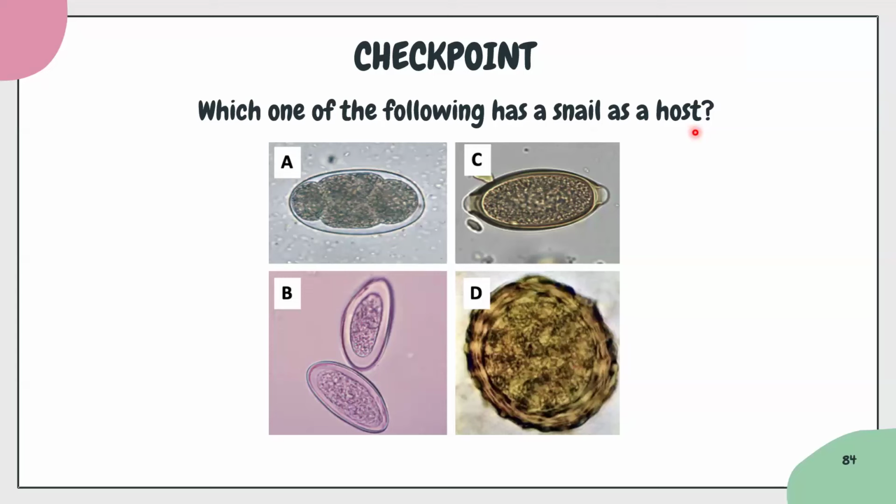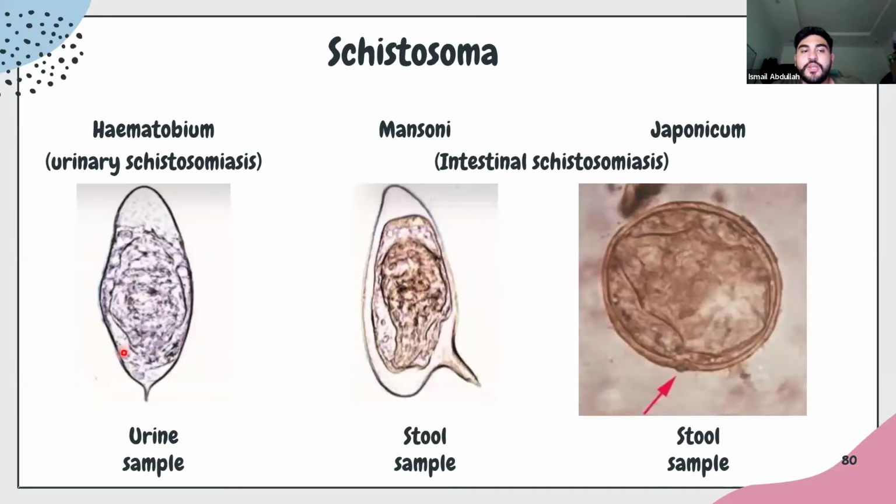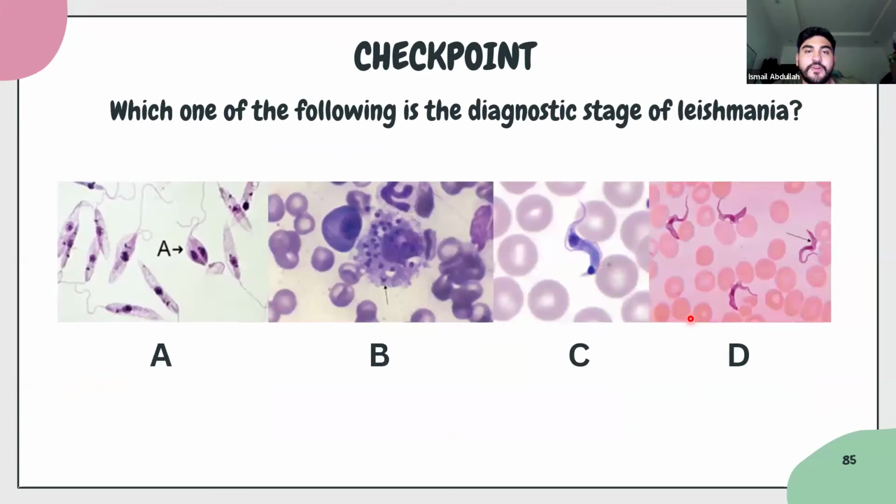Which one of the following has a snail as a host? It should be none of them. It's none of the above. Exactly. It should be none of them, because none of them is Schistosoma. None of them will show you these different eggs, this one and that one, and these.